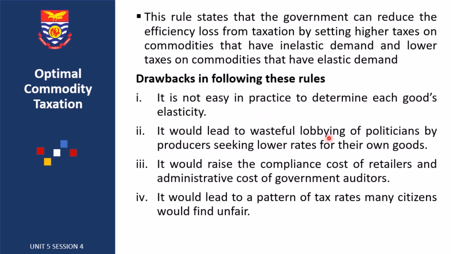It will lead to wasteful lobbying of politicians by producers seeking lower rates for their own goods. So we know how this system works here. Mostly it is who knows the authority, right? So if people know the authority, then they can go and lobby their way out, meaning they are going to be getting lower rates on their commodities, and those who don't know anybody at all, such commodities might have higher rates. So these are some drawbacks of this rule.